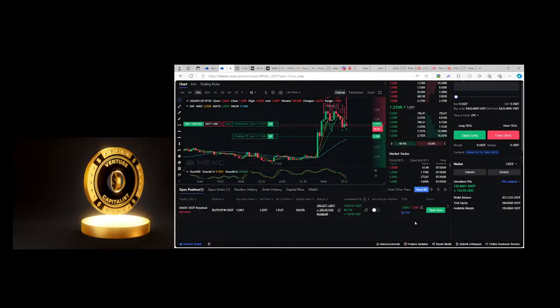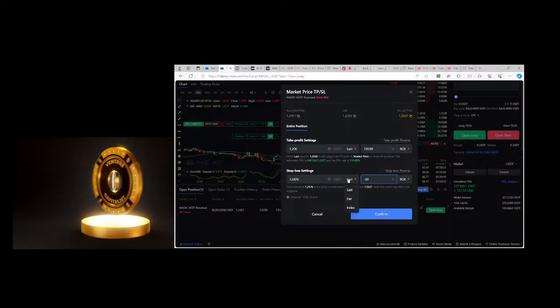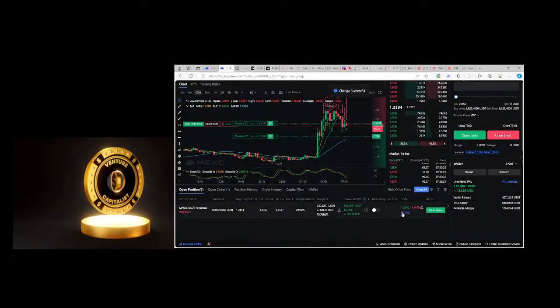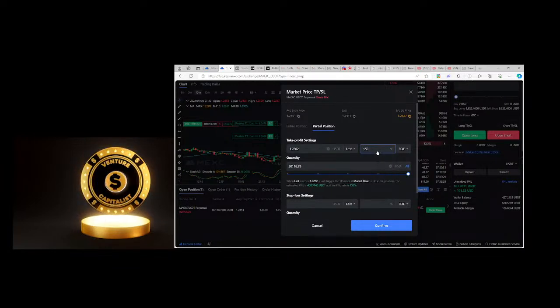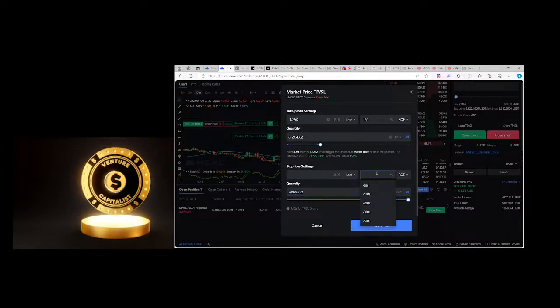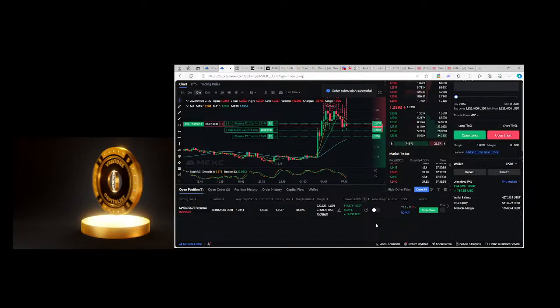What else we need? Stop loss has to stay at least 20. Okay, there we go. Now let's take this right here. We're going to take 150%, and we'll take 20% there. Stop loss 20, and then we're done. There we go. All right, I'm done.